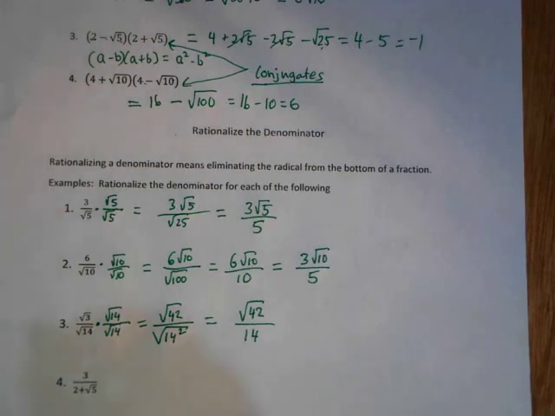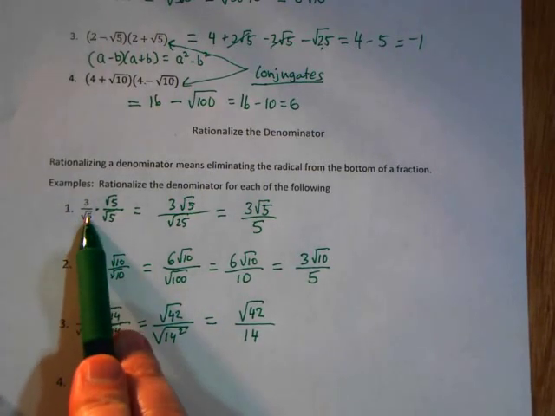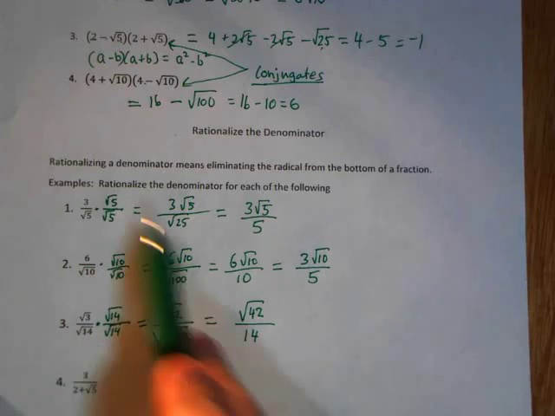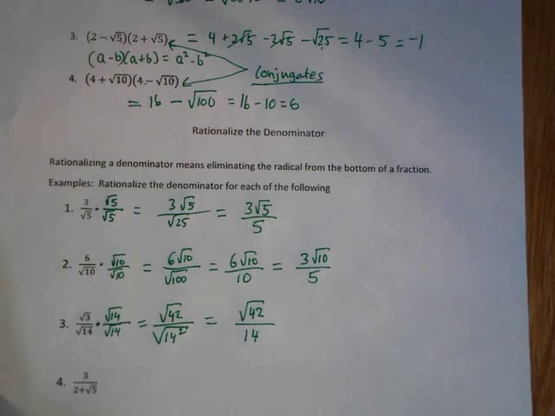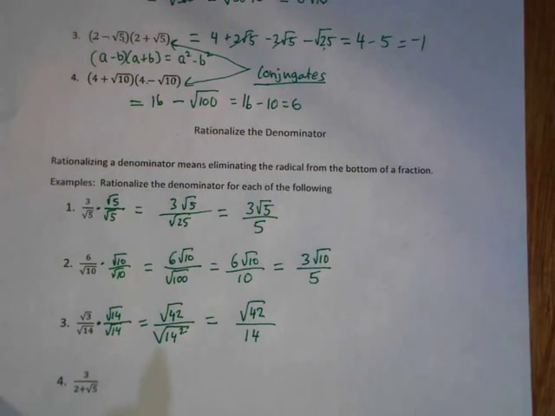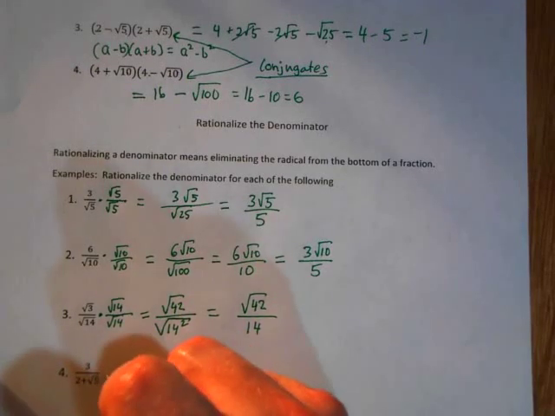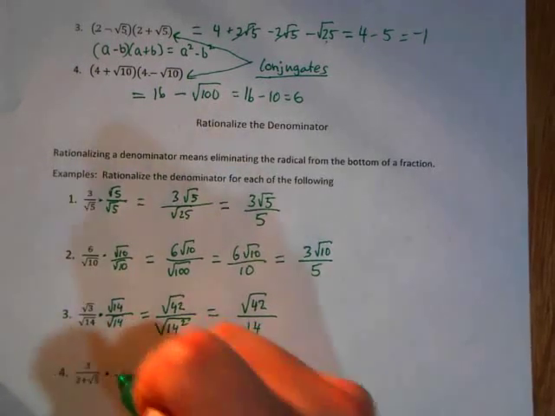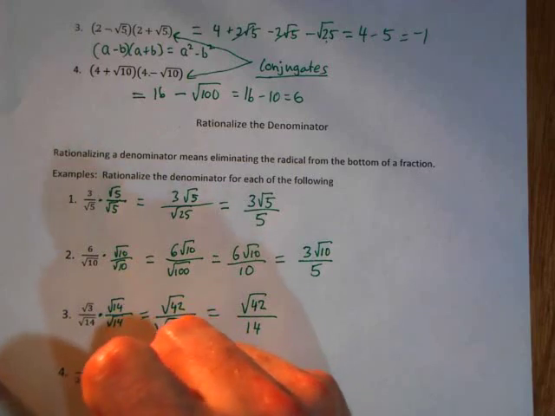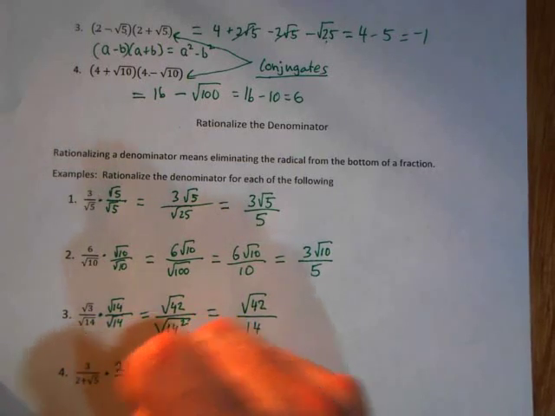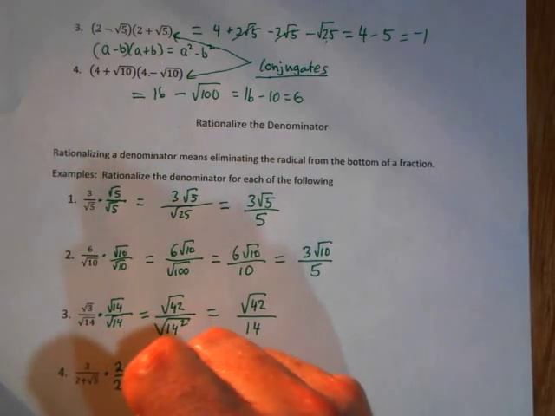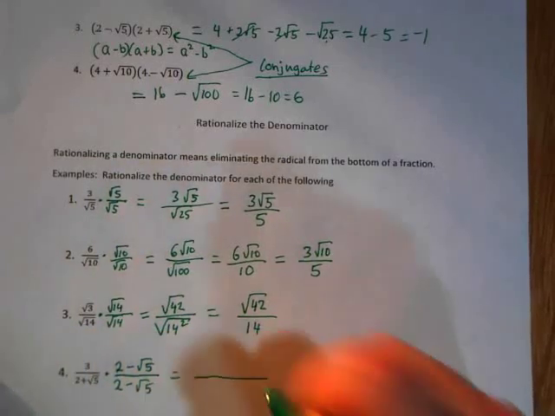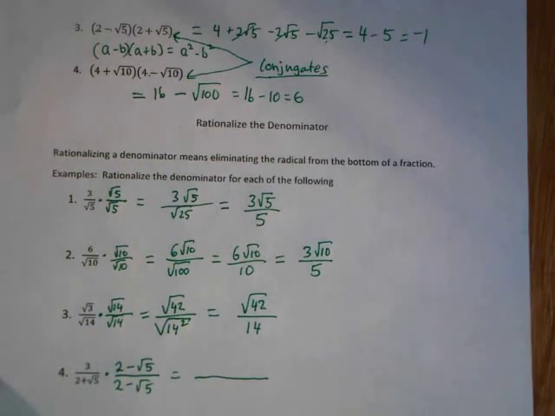Okay, so quick review again. If you only have one thing down on bottom, one little square root, you simply multiply by exactly the square root. If you have more than one thing down on bottom connected with an add or subtract, then you multiply by the conjugate. Told you I was going to use that word again. 2 minus square root of 5. The reason we do that is, look what happens down on bottom.